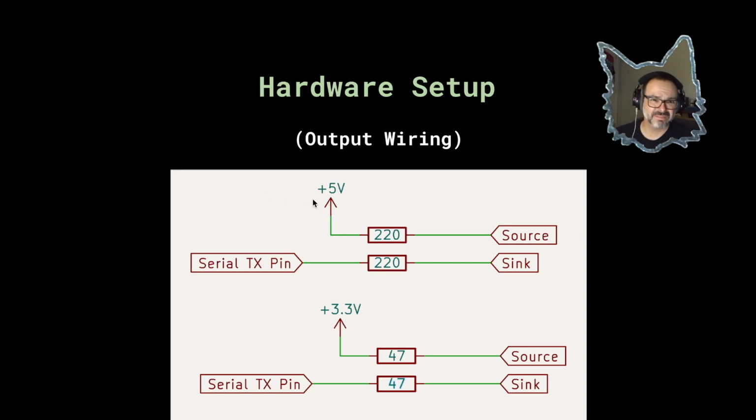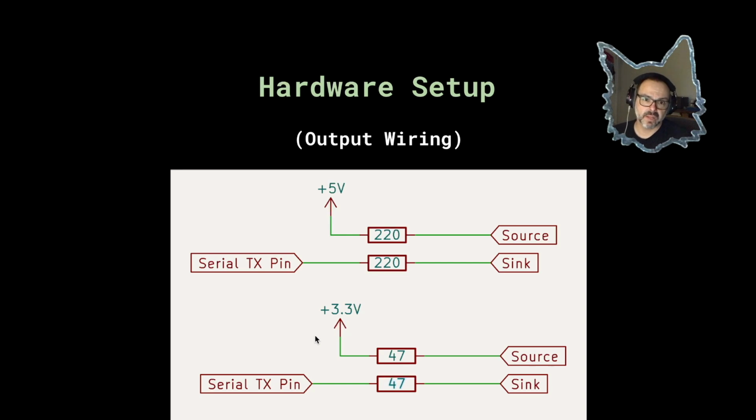I typically just take it either from the microcontroller or from whatever regulator I'm using to power the microcontroller. If you have a microcontroller that operates at 5 volts, then 220 ohms is the impedance that you're likely going to be using.